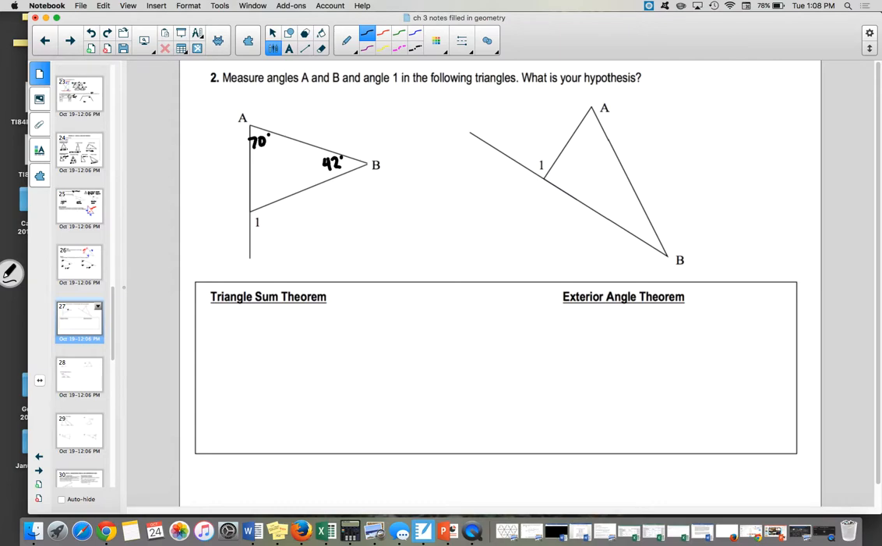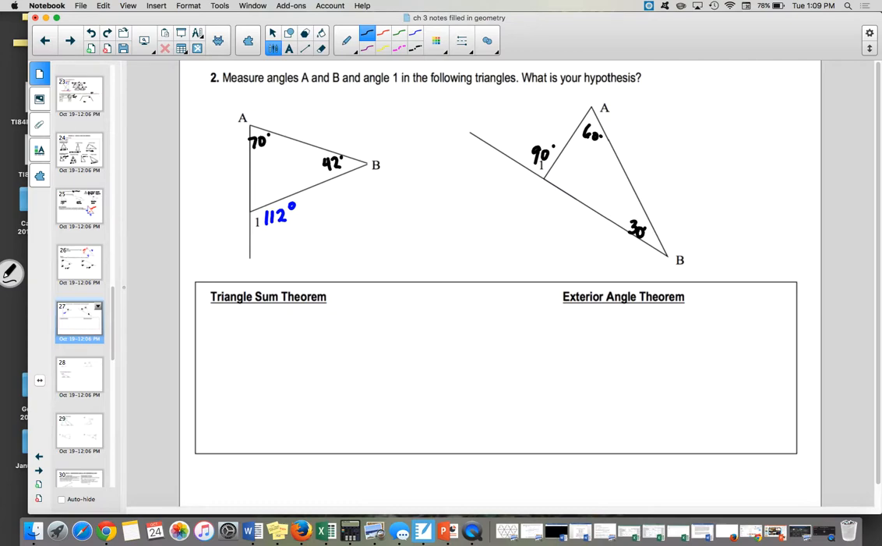So angle 1 is this angle that's on the outside, right? We call this an exterior angle. If we measure it, I got 112. Okay. And for the next one, angle 1 looks like it's 90. And then A was, I don't know, kind of hard to see, 60. And B was 30.